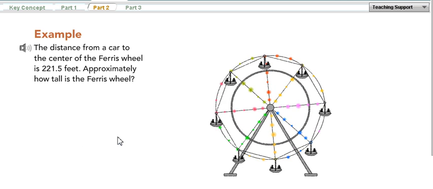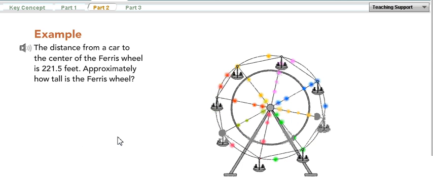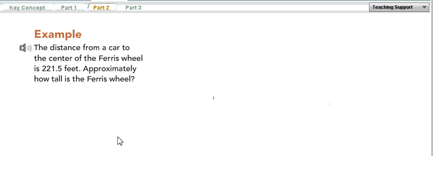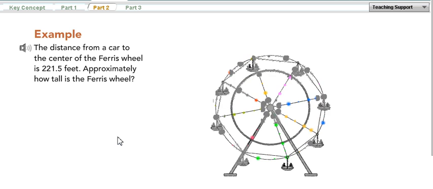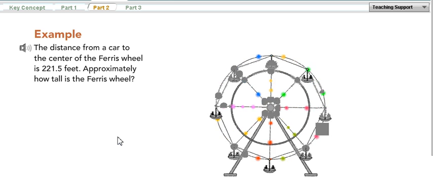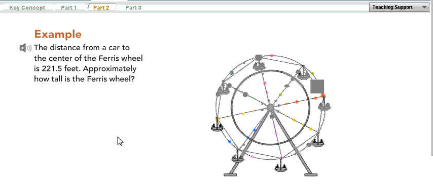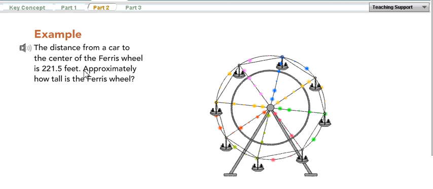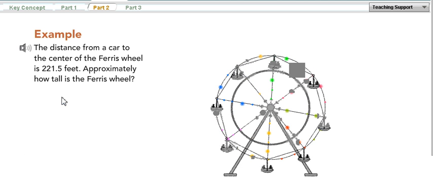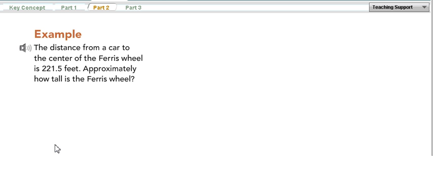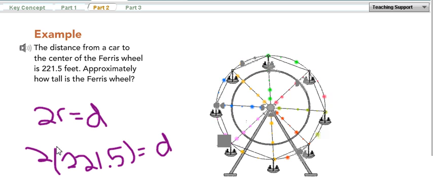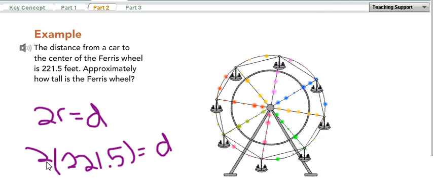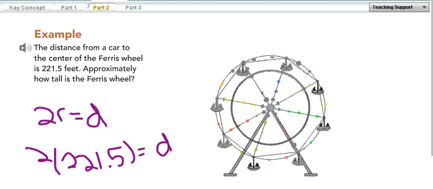Hey, ladies and gentlemen, we're being asked: if the distance from a car to the center of the Ferris wheel is 221.5 feet, approximately how tall is the Ferris wheel? Well, we know from one car to the center we're going to have 221.5 feet. So if I remember that 2 radius equals 1 diameter, I plug in 221.5 feet where I have r for radius, and I multiply that by 2, and that equals d.